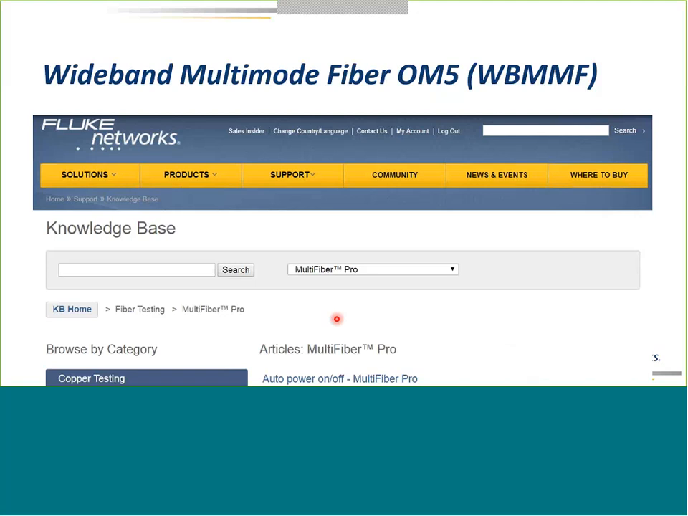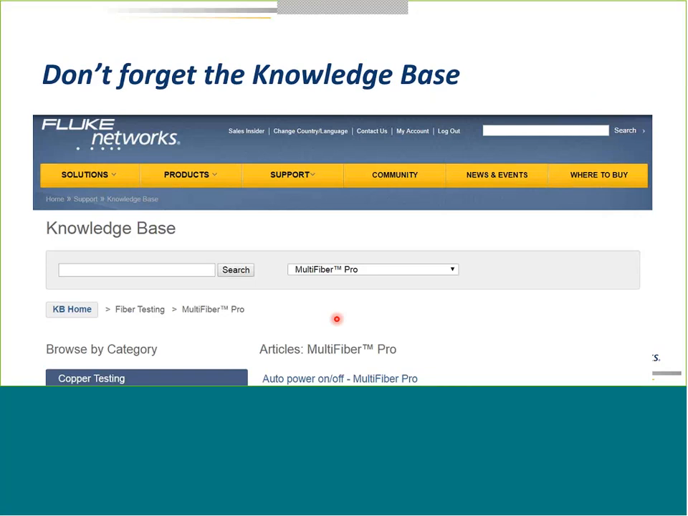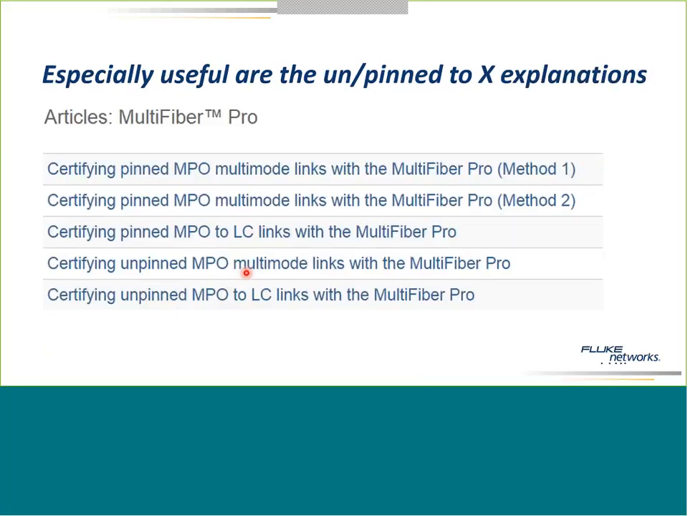So, moving right along, one of the other useful points about when we're running these tests, either on the MPO trunk cables or through the cassettes, is, well, the manuals. I know that we all hate to read the manual, but I did want to take a moment here to comment about the knowledge base that we have on our webpage. If we go into the support tab, within the support tab, we'll get to the knowledge base. And if we select the Multifiber Pro and search, we'll get a list of all the articles related to the Multifiber Pro. One of the most common questions that we come across is, I have an unpinned trunk cable.